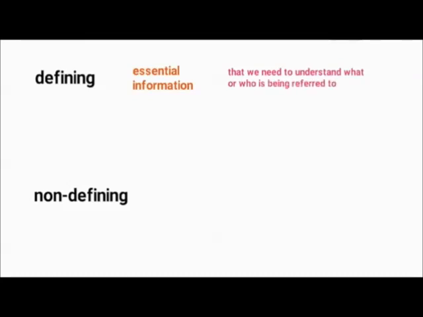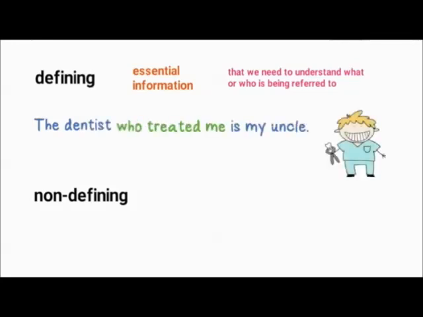A defining relative clause usually comes immediately after the noun it describes. For example, the dentist who treated me is my uncle. The relative clause tells us which dentist we are talking about. It is essential information. If we removed the clause, we would not know which dentist we are talking about, and it comes immediately after the noun it describes, here the dentist.